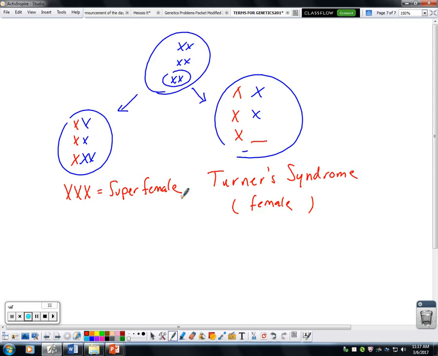All right, super female. The other one, if this was fertilized by a Y sperm, it's called XXY. There's an extra X chromosome here. Male or female? Male. You got a Y, you're a guy. And the extra X is called Klinefelter's. Klinefelter syndrome.